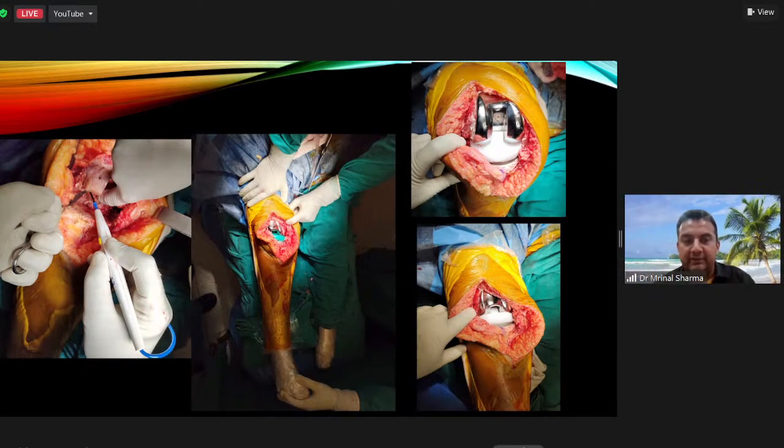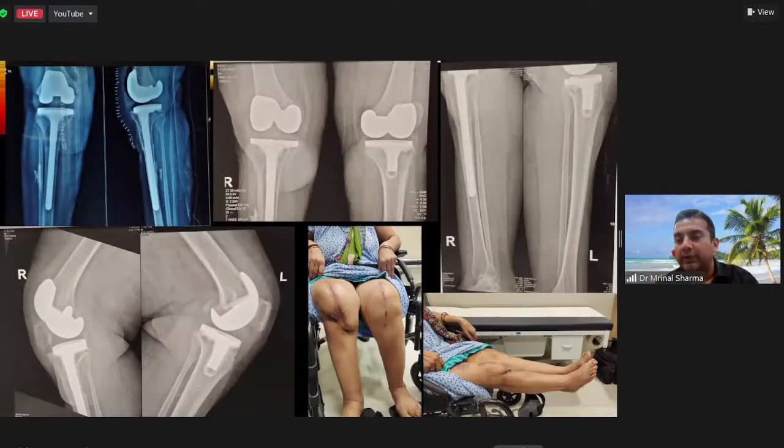Once it's very tight, then this is the option which is left, or you can go ahead with the sliding model of osteotomy, which will bring obviously the popliteus down also.